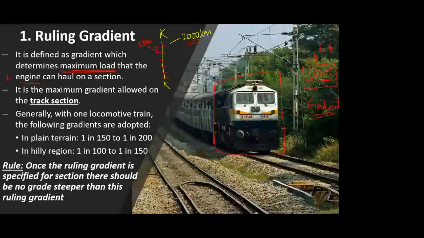So if a single engine has to carry a maximum load, what should be the gradient for this 5 kilometer stretch? This 5 kilometer stretch is nothing but the section that we are considering. In this section, your train has to carry a maximum load, and that will be governed by what gradient you provide, and that gradient is nothing but the ruling gradient. So I hope it's clear to you. Ruling gradient is nothing but the maximum gradient allowed on a track section. Now this is important. I have highlighted that it's a track section.